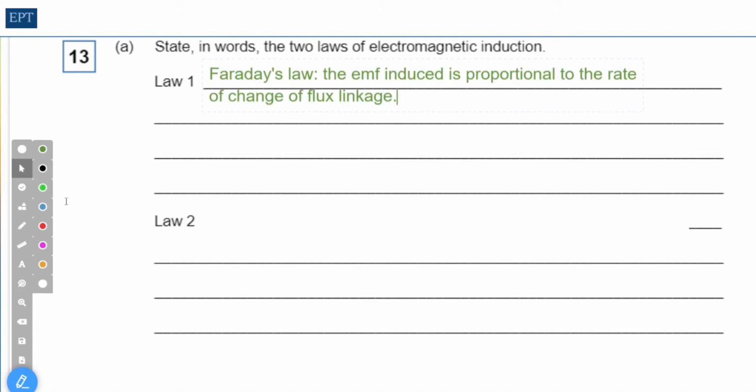Well, the first one, Faraday's law. The EMF induced is proportional to the rate of change of flux linkage. Notice that it says proportional, it doesn't say equal to.